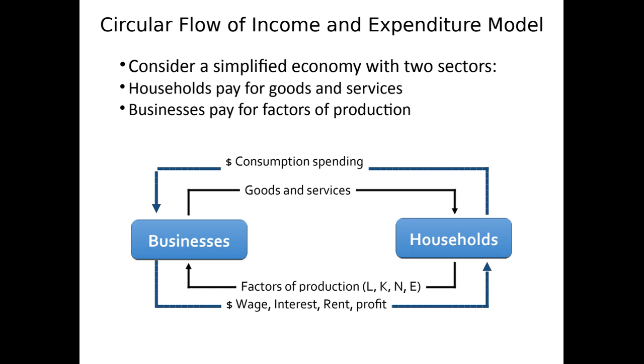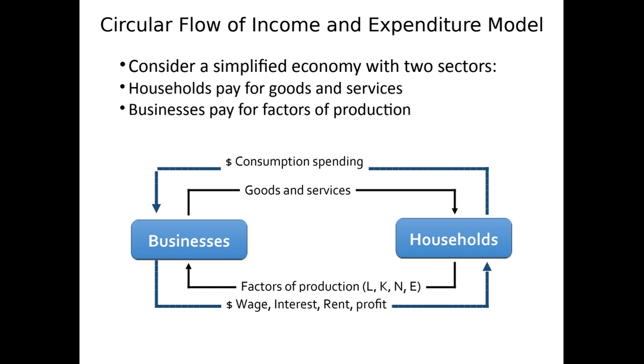So the earnings of four factors of production are wage, interest, rent, and profit. That is, wage is the earning of workers, interest is the earning of capital, rent is the earning of natural resources, and profit is the earning of entrepreneur or enterprise.